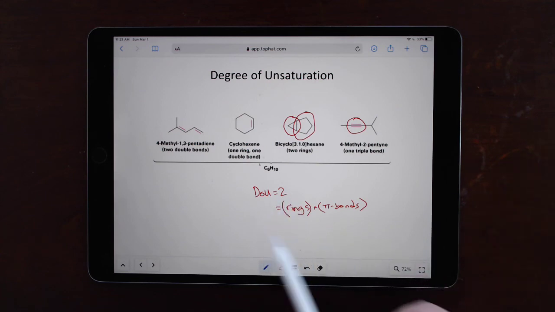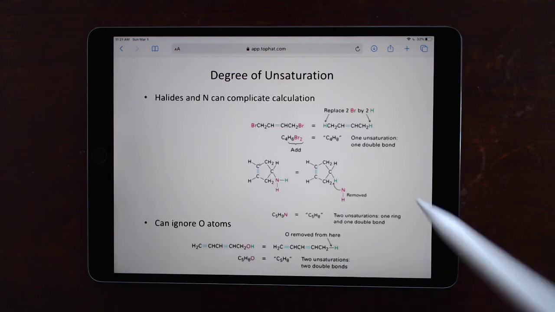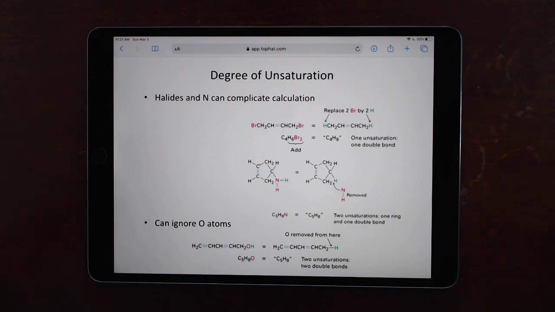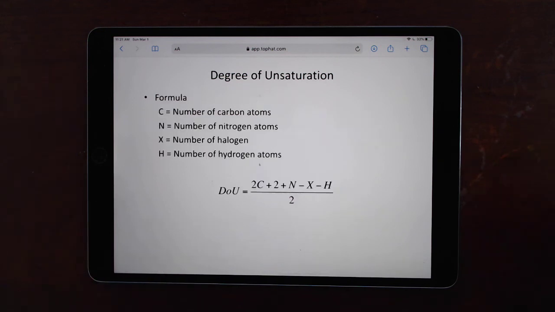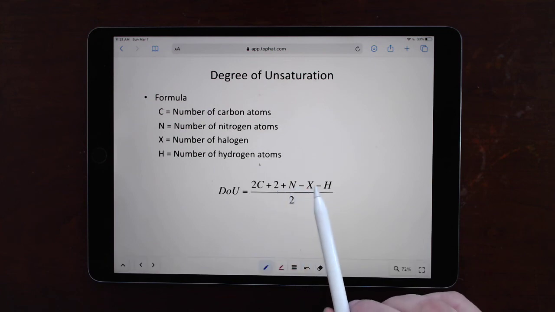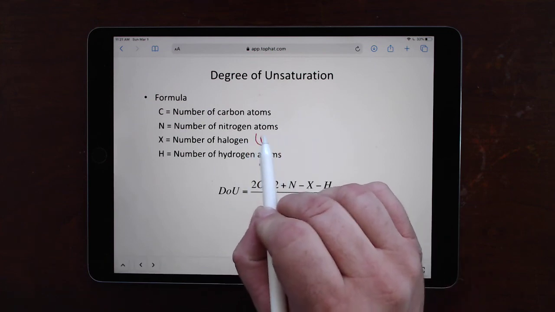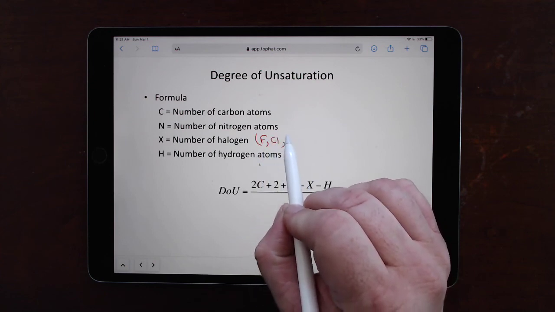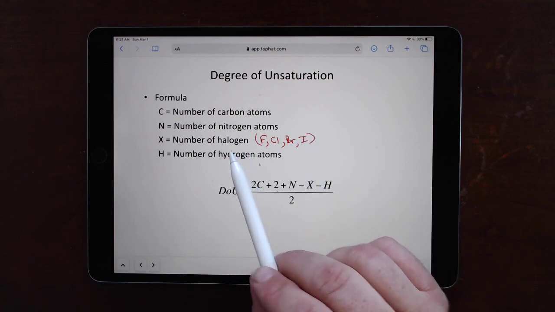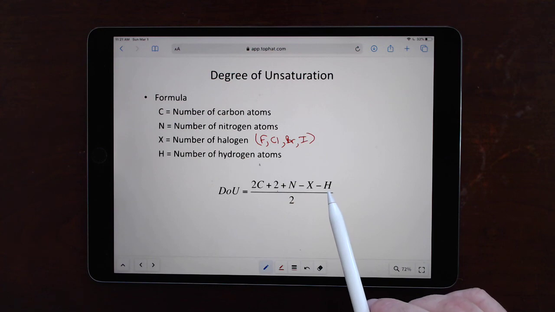If you had a carbon-nitrogen triple bond, you're going to get a DOU of 2, stuff like that. Books usually go into this really complicated reasoning of all these rules, but usually what I say is just memorize the formula. And actually, I usually give you the formula on the test, and it's this formula here. It's 2 times the number of carbons in the molecule plus 2, plus the number of nitrogens, minus the total number of halides, or halogens. So this is fluorine, chlorine, bromine, and iodine. Minus the total number of hydrogens.